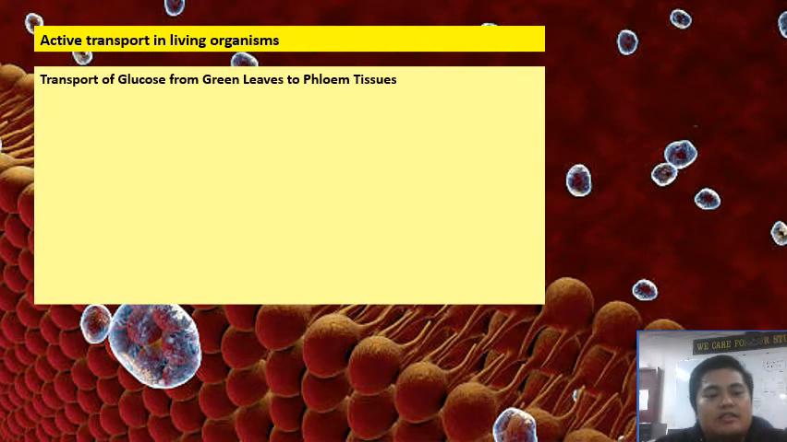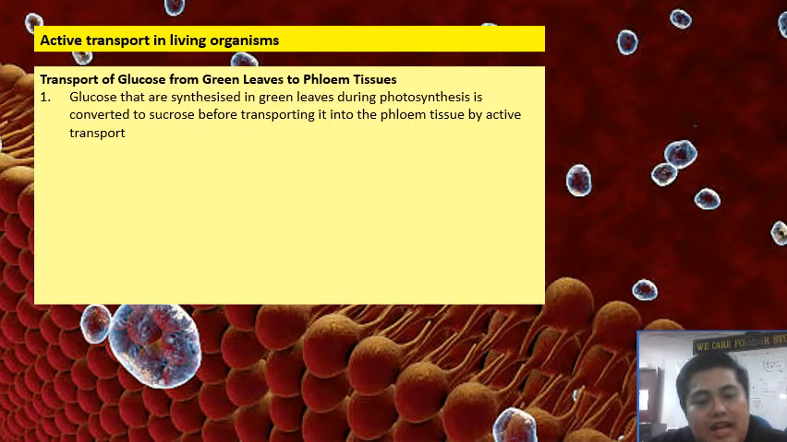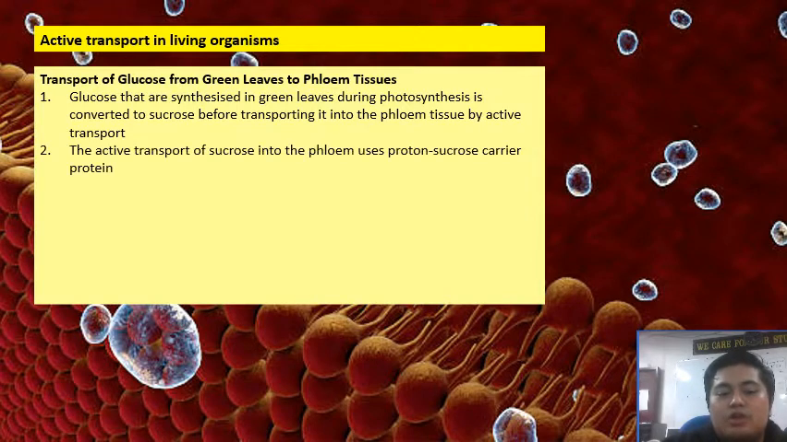So next kita ada transport of glucose from green leaf to the phloem tissue. Glucose that is synthesized in the green leaf during photosynthesis is then converted into sucrose before transporting it into the phloem tissue by active transport. So the active transport of sucrose into the phloem uses proton sucrose carrier protein.